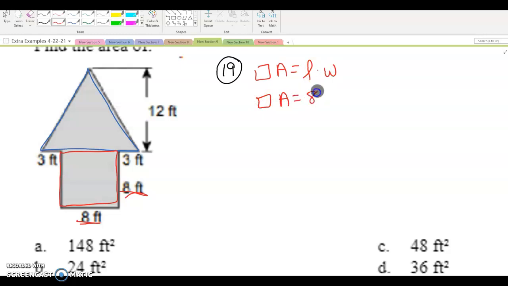So the area equals 8 times 8, and 8 times 8 is 64. Very good. Alright, now for our triangle. So our area formula for a triangle is one-half base times height.